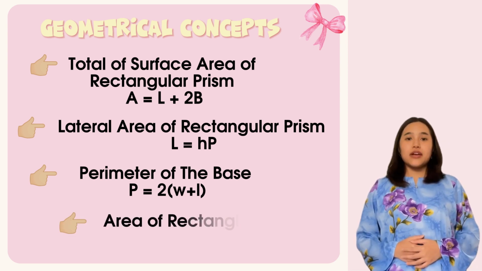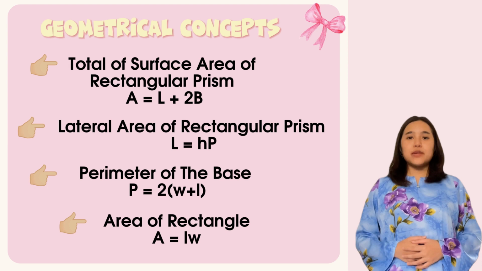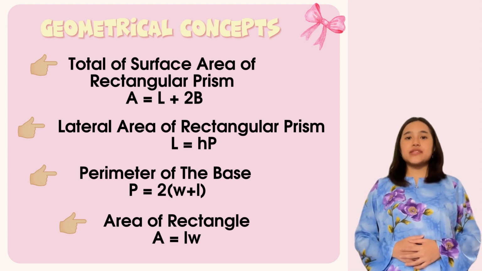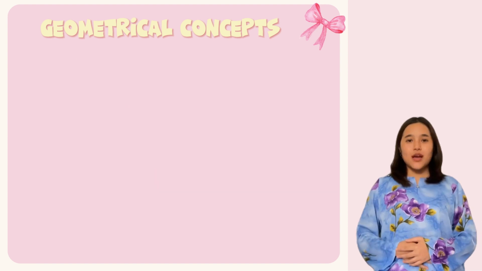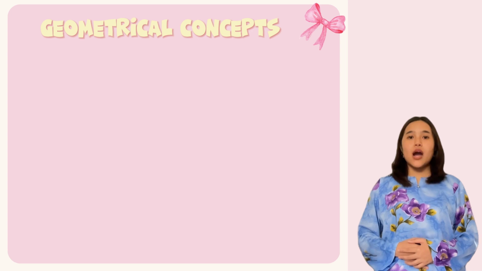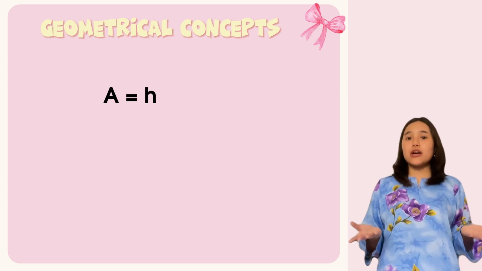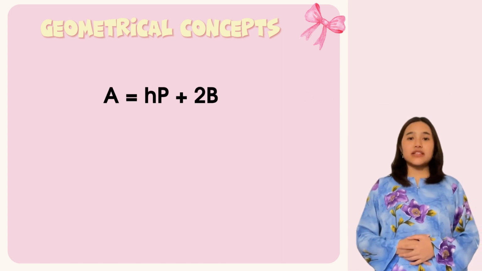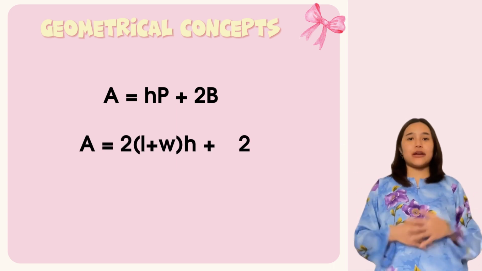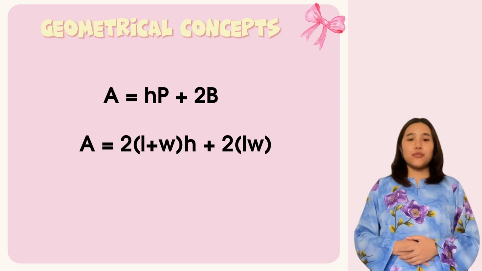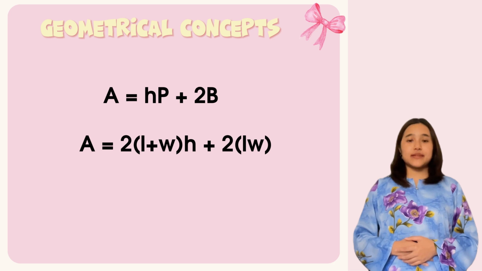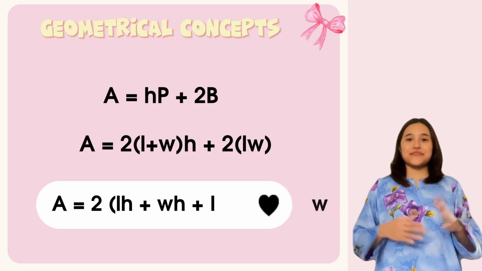Meanwhile, the area of the rectangle is the multiplication of its length and width, which represent the base area. With the formulas of perimeter and area of the base, we substitute them into the formula of the total surface area of a rectangular prism. Hence, we simplify and get this formula. Therefore, the formula we use to get the surface area of the rectangular prism is as given here.